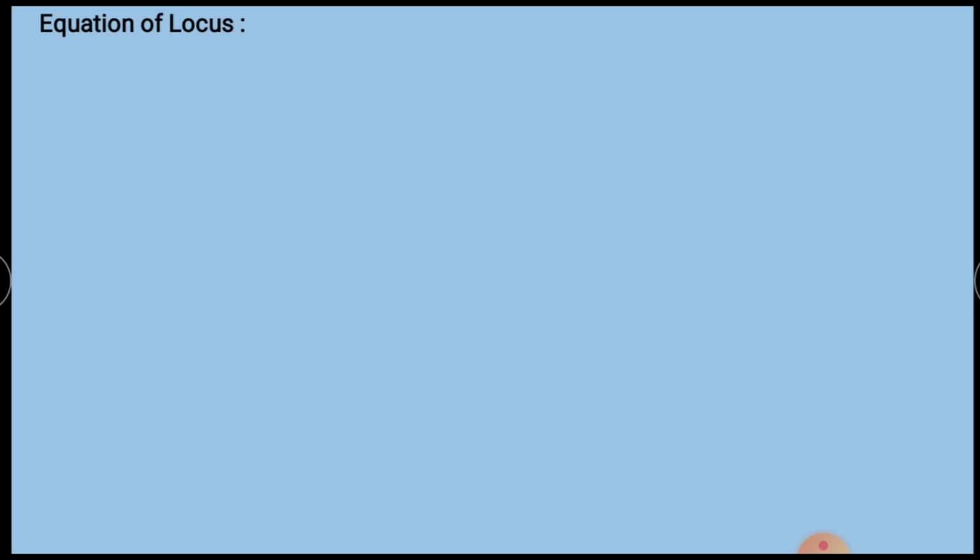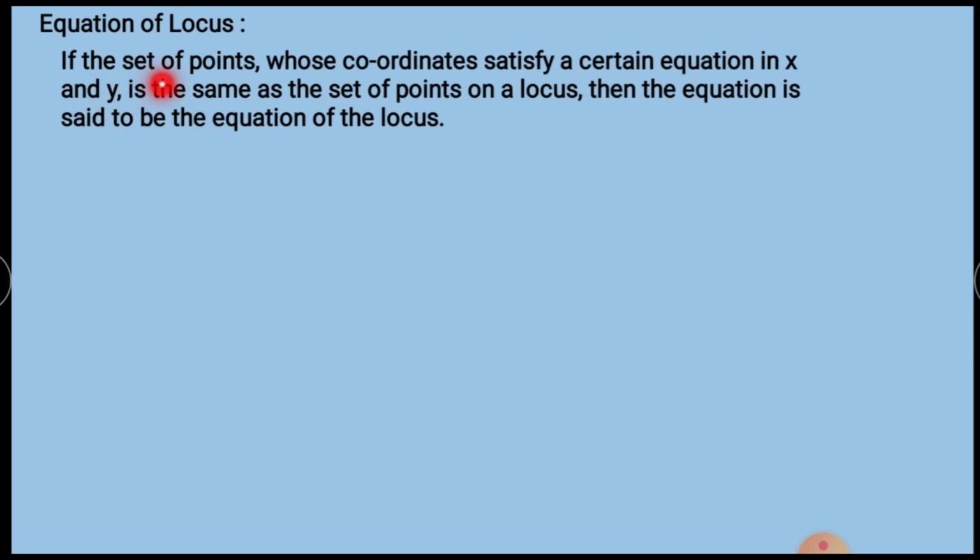Then equation of locus. So see here, if the set of points whose coordinates satisfy a certain equation in x and y is the same as the set of points on a locus, then the equation is said to be the equation of locus. So likewise, for the set of points on the locus, if we consider an equation and that equation is satisfied by coordinates x and y, then that equation is called equation of locus.